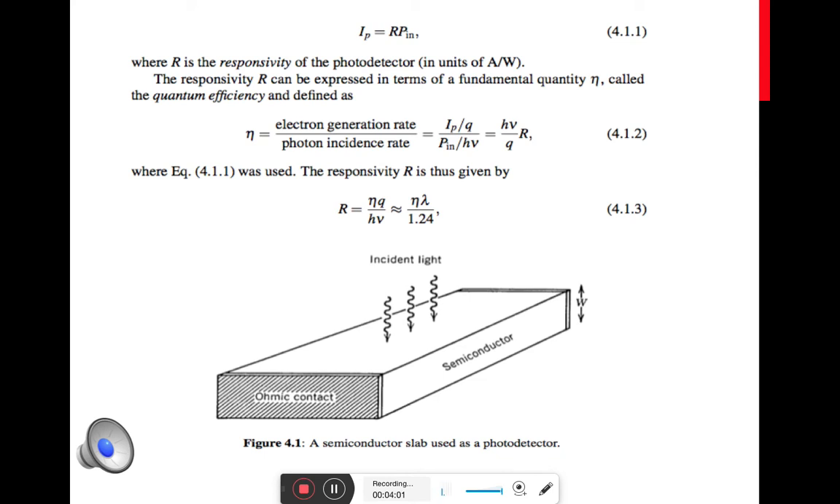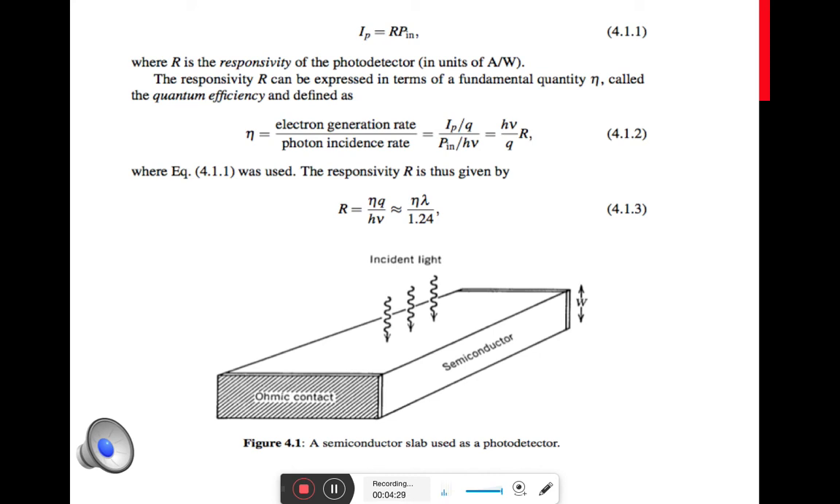Nothing but output by input. Our output is electron generation, and our input is photon incident rate. So the electron generation rate is given by Ip/q, where Ip is the photocurrent and q is the charge of the electron, divided by the incident photon rate, P, the incident power, divided by hν, the energy. So it can be rewritten as hν/q times R.